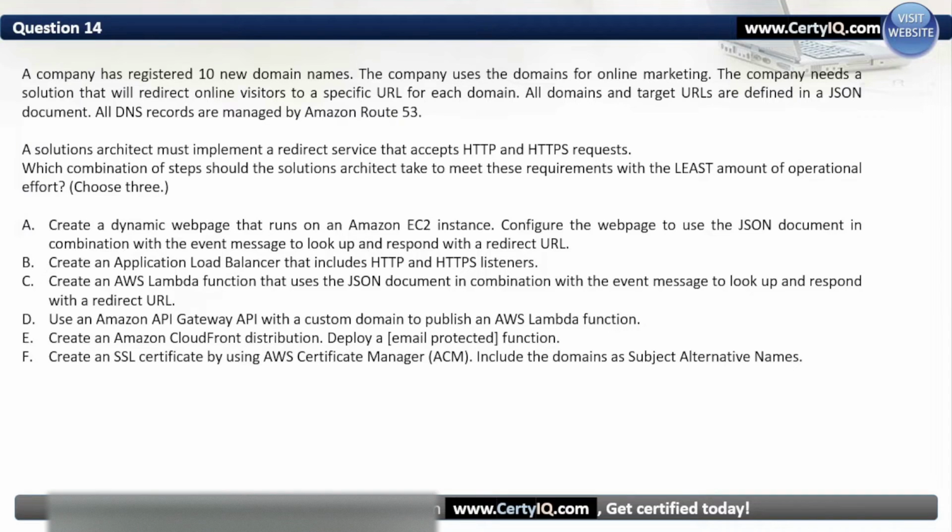The correct options are C, E, and F. Create an AWS Lambda function that uses the JSON document in combination with the event message to look up and respond with a redirect URL. Create an Amazon CloudFront distribution. Deploy a Lambda@Edge function. And create an SSL certificate by using AWS Certificate Manager. Include the domains as subject alternative names.